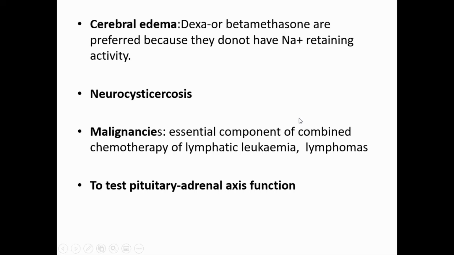And they are also used to test pituitary adrenal axis function. So whether the hypersecretion or the hyposecretion of adrenal hormones is due to the adrenal gland or due to the pituitary gland. To test that, usually high doses of dexamethasone, which is a very potent glucocorticoid, are given to test the pituitary adrenal axis function.